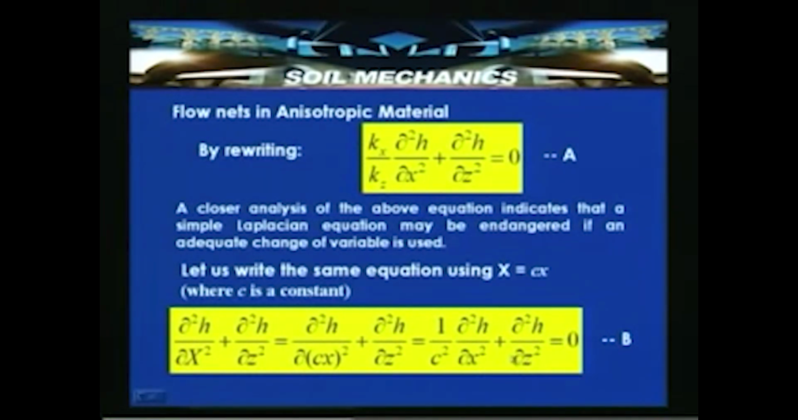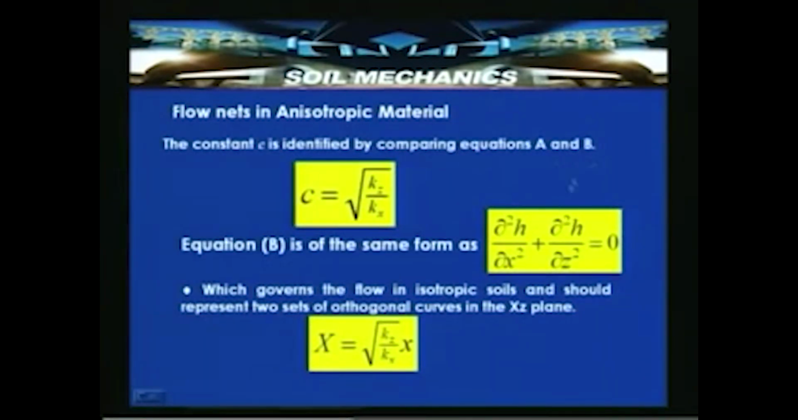So let us call this the equation of the form indicated by B. Now comparing equations A and B, the constant c can be identified as c equal to root over kz by kx. By comparing equations A and B in the previous slide, we obtain the constant c equal to root over kz by kx.